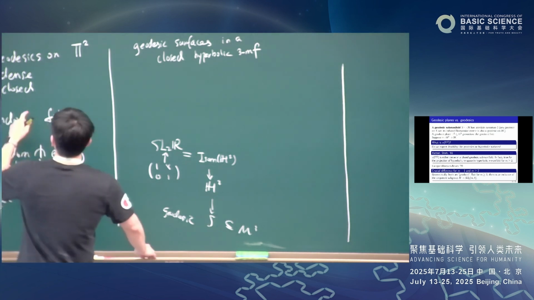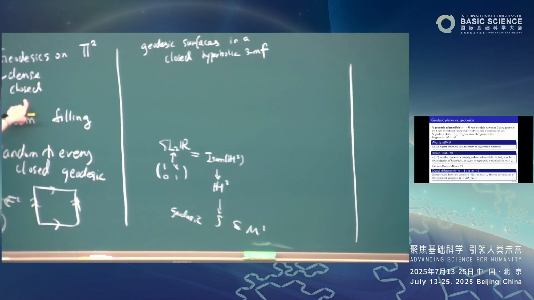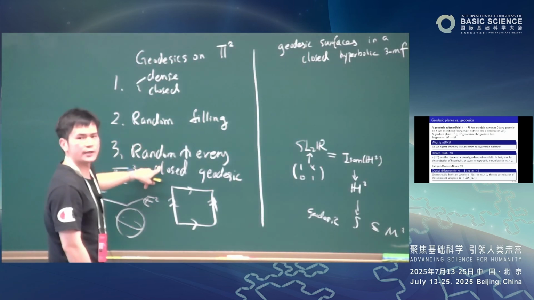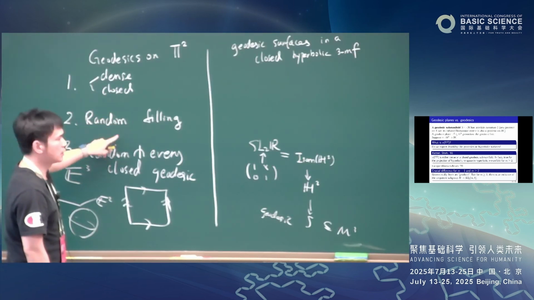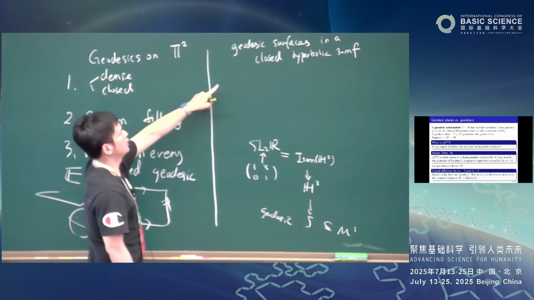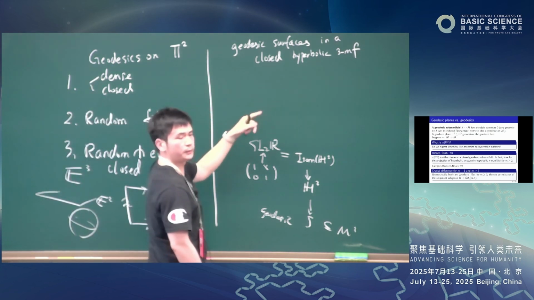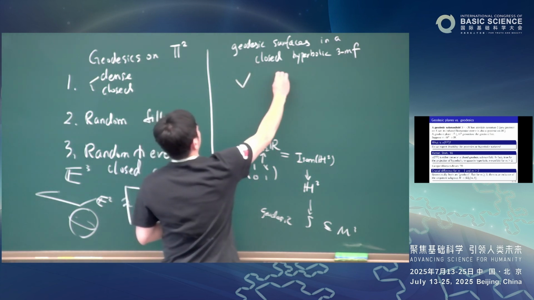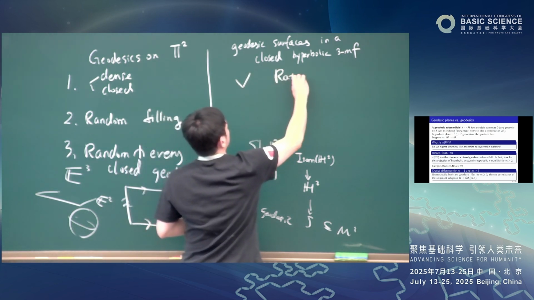So previously, I described 3 properties of geodesics on a torus. And we see that the first one, either dense or closed, generalizes to geodesic surfaces in a closed hyperbolic manifold. So this is true, by Ratner and Shah.